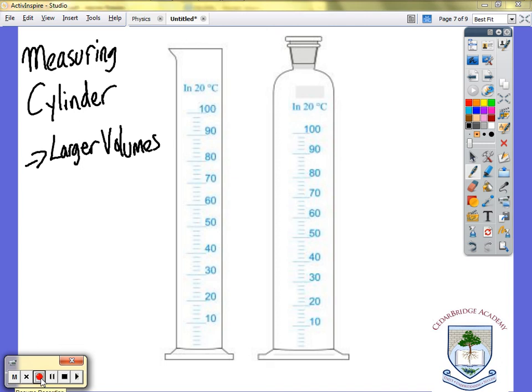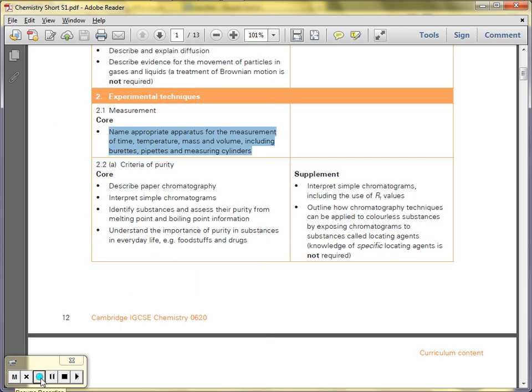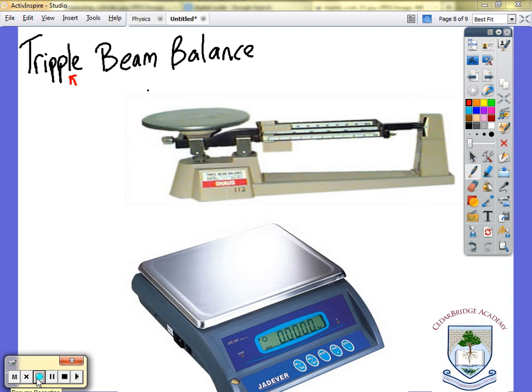So again, as per usual, once you've done with your notes, you go back and you say, can I name appropriate apparatus for measurement of time? Yes. Can I name the appropriate apparatus for the measurement of temperature? Yes. Mass. Oh, I didn't do mass. See? That's why you go back and check. And last but not least, to measure masses, you use a triple beam balance or a digital scale.